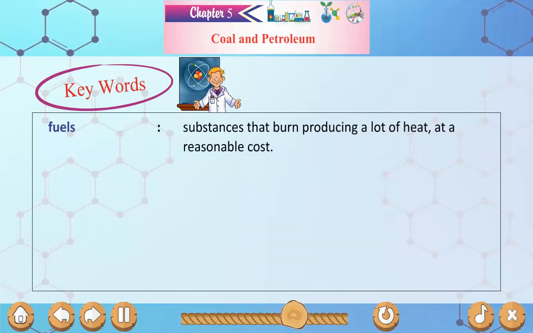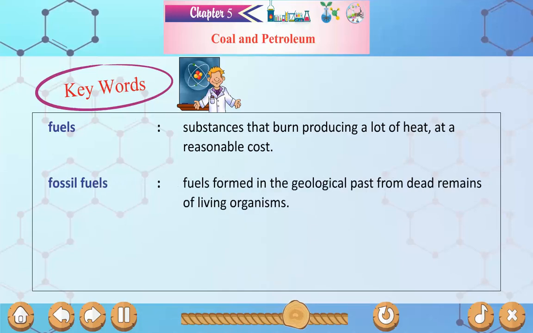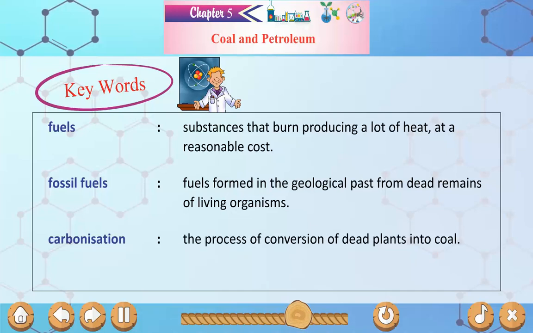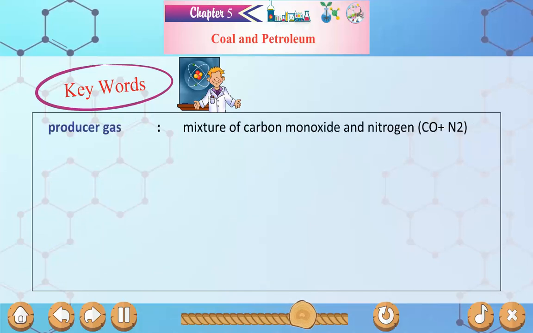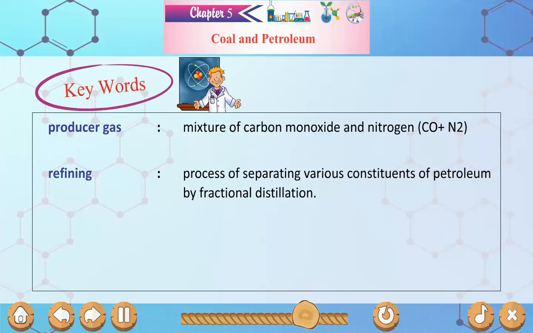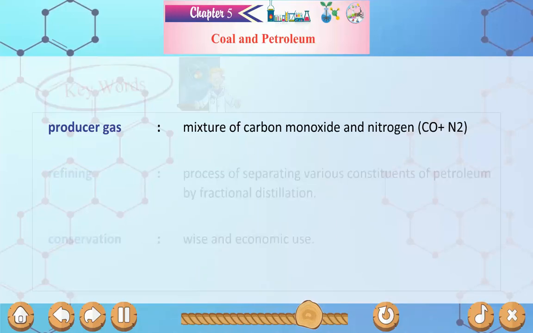Fuels: substances that burn producing a lot of heat at a reasonable cost. Fossil fuels: fuels formed in the geological past from dead remains of living organisms. Carbonization: the process of conversion of dead plants into coal. Water gas: mixture of carbon monoxide and hydrogen, CO + H2. Producer gas: mixture of carbon monoxide and nitrogen, CO + N2. Refining: process of separating various constituents of petroleum by fractional distillation. Conservation: wise and economic use.